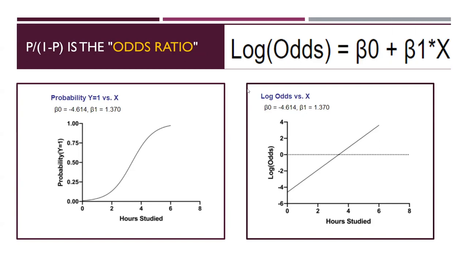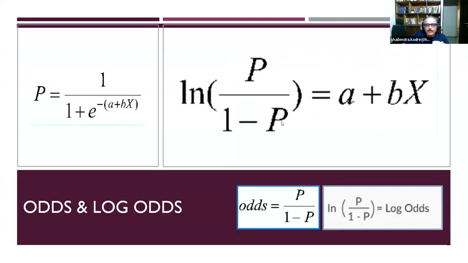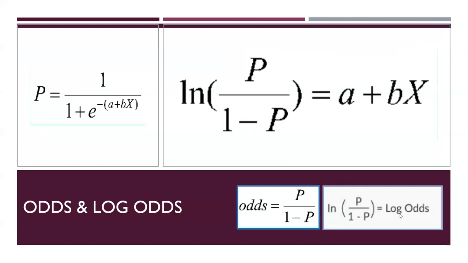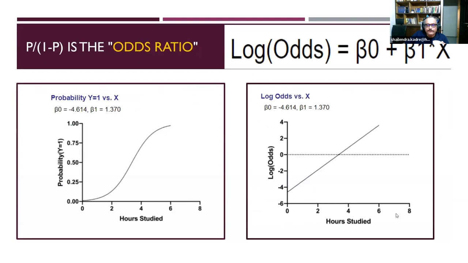Just don't worry about the mathematical terms, log odds and all. We are defining it. Now I am telling you what odd is. Odd is nothing but p upon 1 minus p. Log odd is nothing but its log, taking log to the base e. In statistics, whenever we talk about log, it is always to the base e. We very rarely use log to the base 10. So it is called natural logarithm.